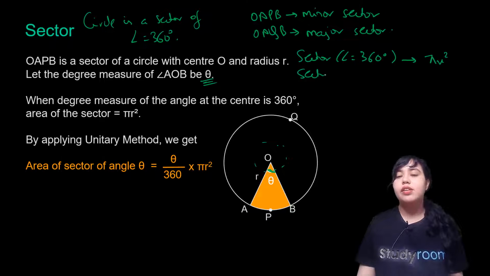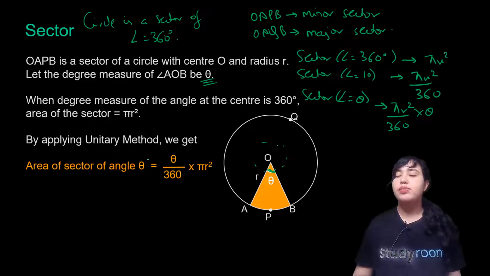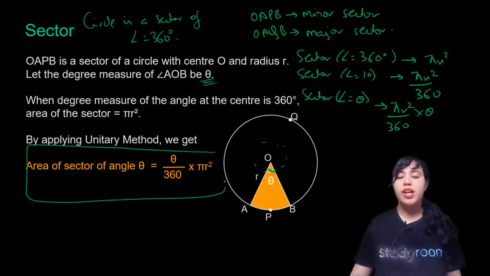So a sector having angle equal to 1 degree will have how much area? Pi r square by 360. A sector having angle equal to theta would have how much area? Pi r square upon 360 into theta. I just made use of my unitary method knowledge, and that's how we got the sector with angle theta having this area, theta upon 360 into pi r square. So please remember this formula.